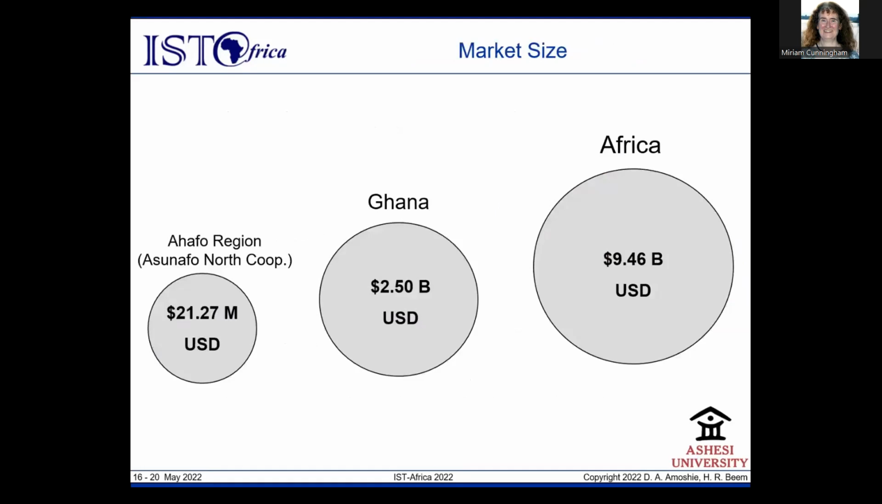Africa alone contributes about 70% of the world's cocoa production, and Ghana is the second largest producer after Côte d'Ivoire. The total available market for the cocoa industry in Africa is worth $9.46 billion. The serviceable available market, the Ghanaian market, is worth $2.5 billion. And the target for the pilot stage is the Ahafo region in the Asunafo North Municipality, whose addressable market is worth $21.27 million.